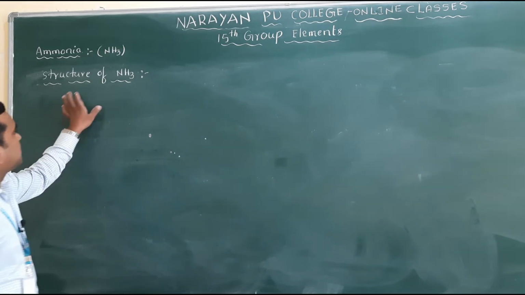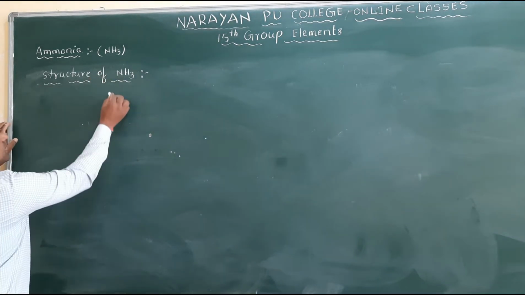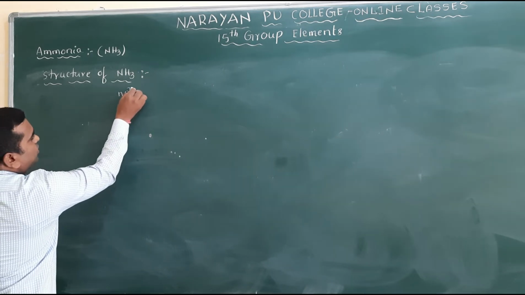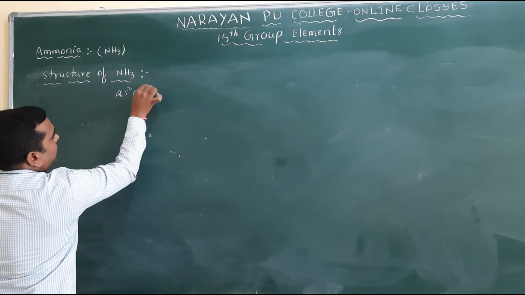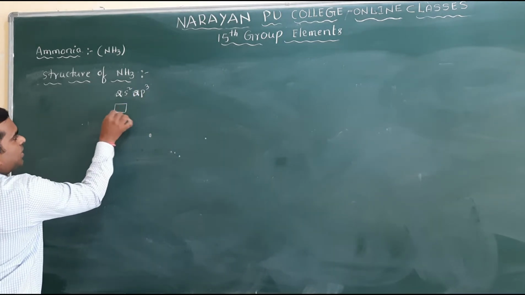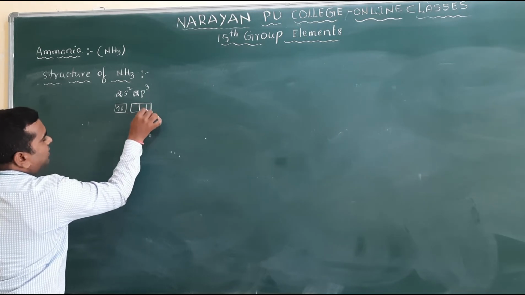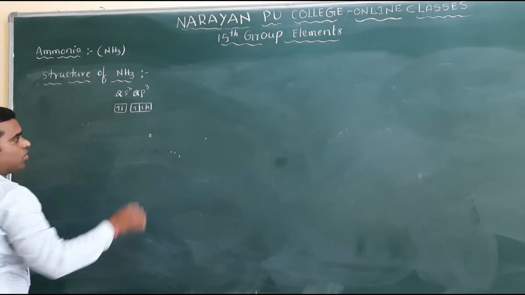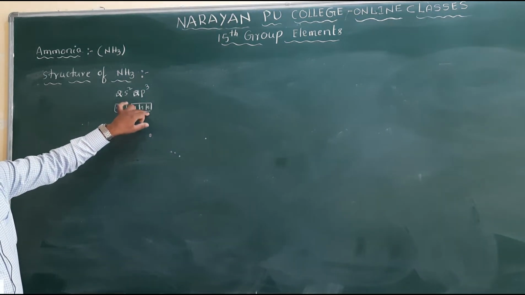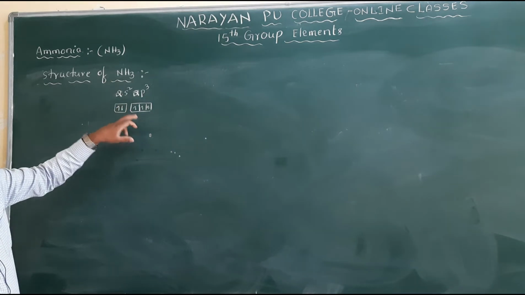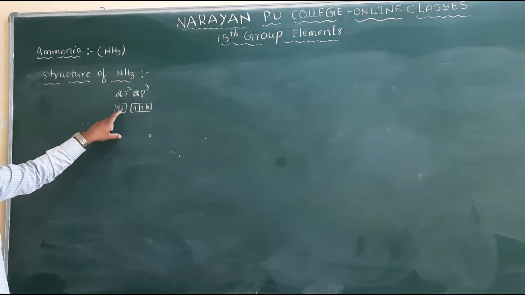So the next one is the structure of ammonia. Clear? So you already know nitrogen. What is the valence electronic configuration of nitrogen? We can write 2s2 2p3. That means 2 electrons are in the s orbital and 3 electrons are in the p orbitals. These unpaired electrons only participate in bond formation. So that's why nitrogen will form how many bonds? 3 bonds, and 1 lone pair is left here.